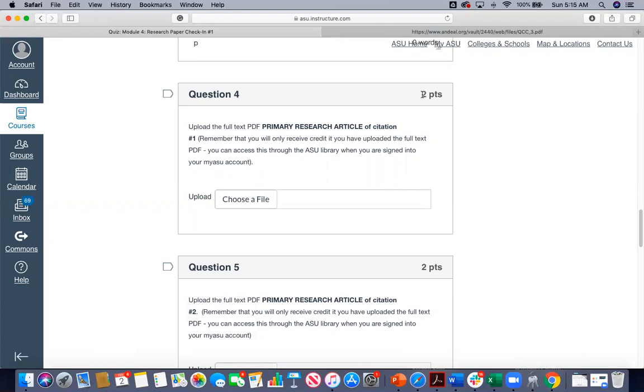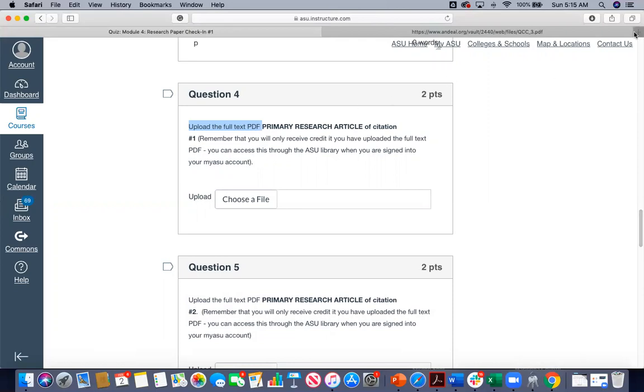If they don't do that, then I'm not going to give points on this. If it's not a full text article and it's just an abstract, I'm not going to give points on this. If it's just a link to an article, I'm not going to give points for that. So you really need to get the full text PDF.